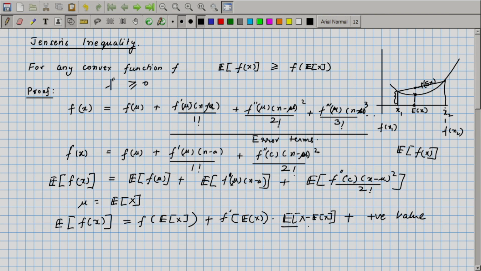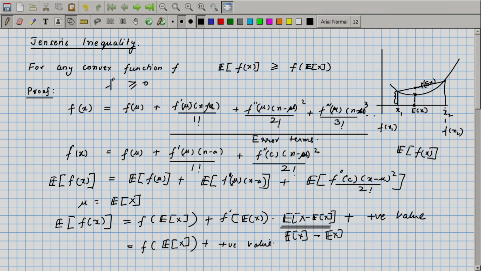Okay. Whereas, this expression is going to be expectation of x minus expectation of x. So, here we are applying linearity and expectation of x being a constant, we will get it as expectation of x. So, this is 0. So, we will get this to be f of expectation of x plus some positive number.